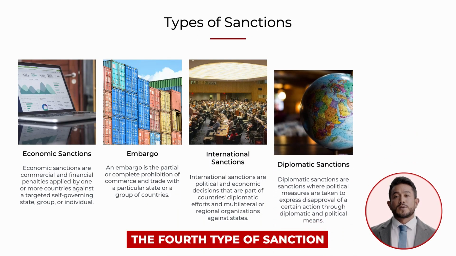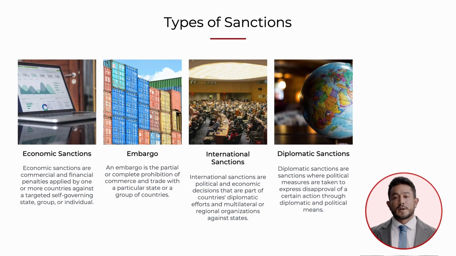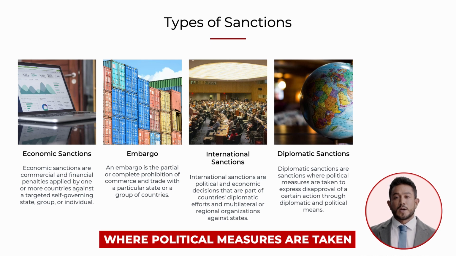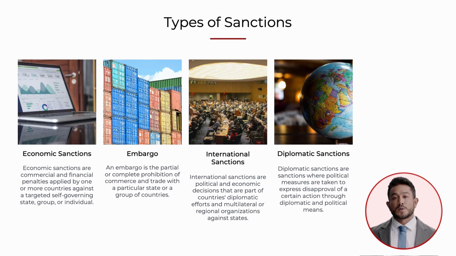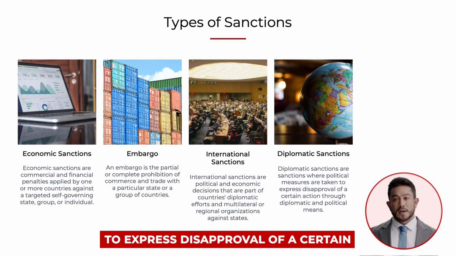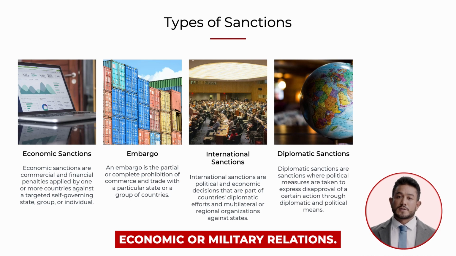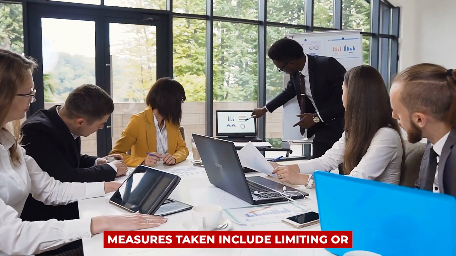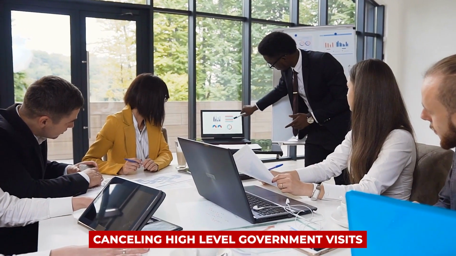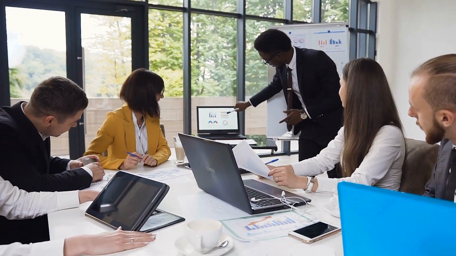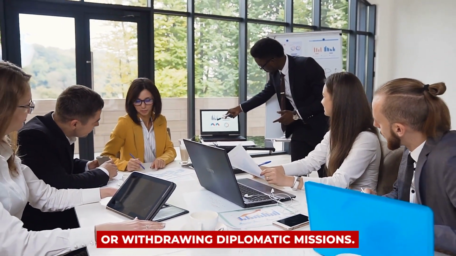The fourth type of sanction is diplomatic sanctions. Diplomatic sanctions are sanctions where political measures are taken to express disapproval of a certain action through diplomatic and political means, rather than affecting economic or military relations. Measures taken include limiting or canceling high-level government visits, or withdrawing diplomatic missions.